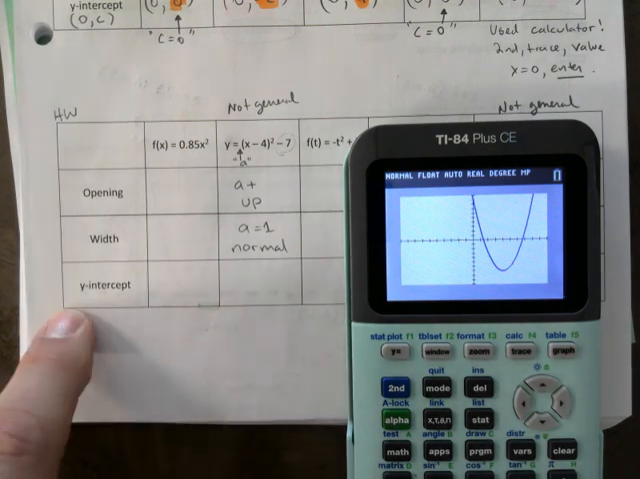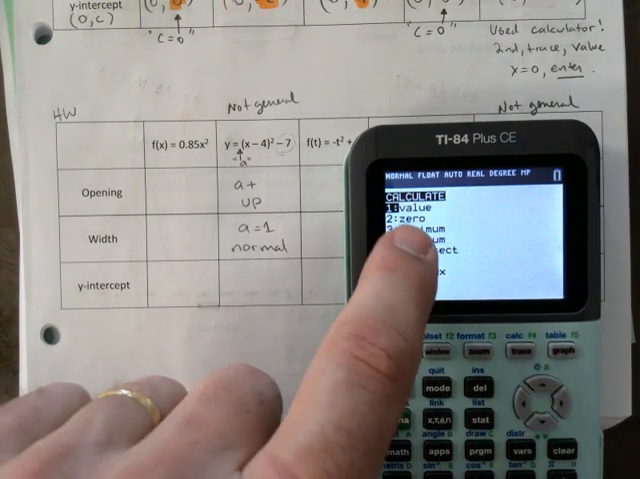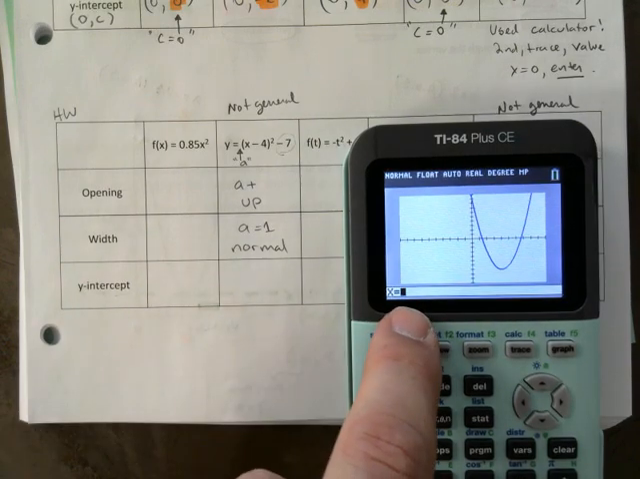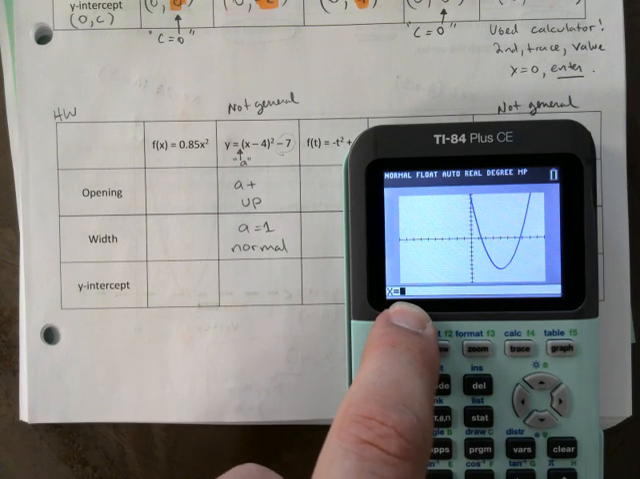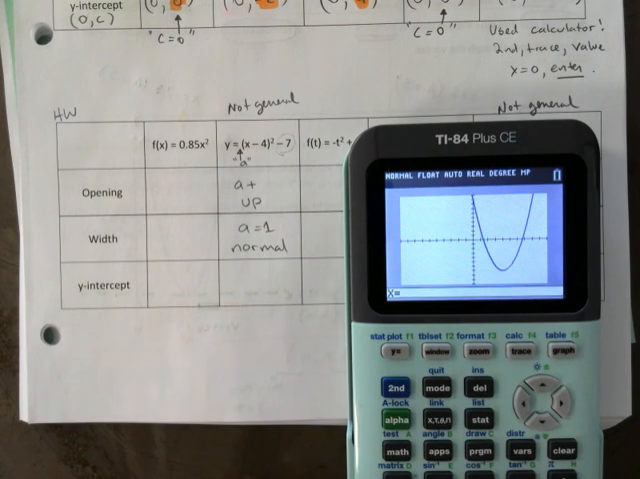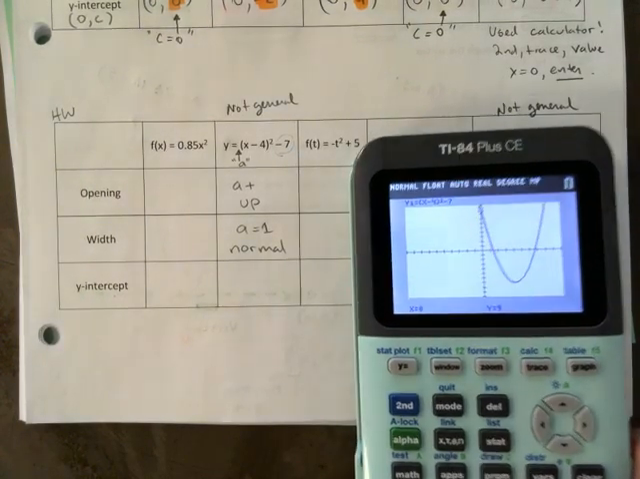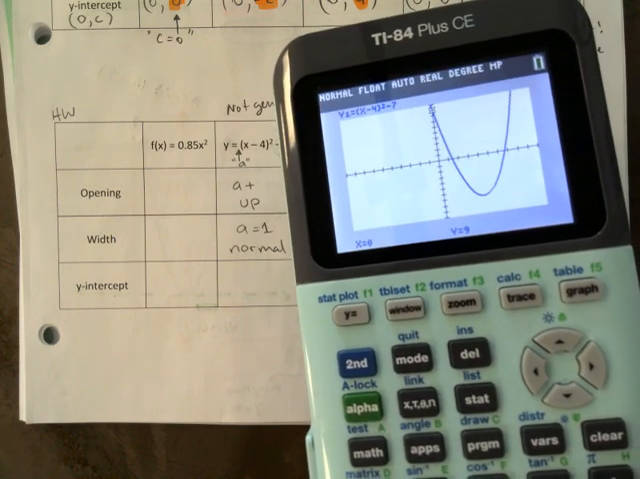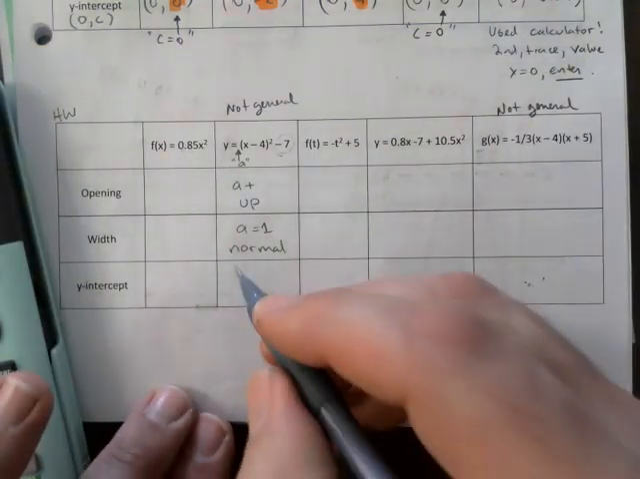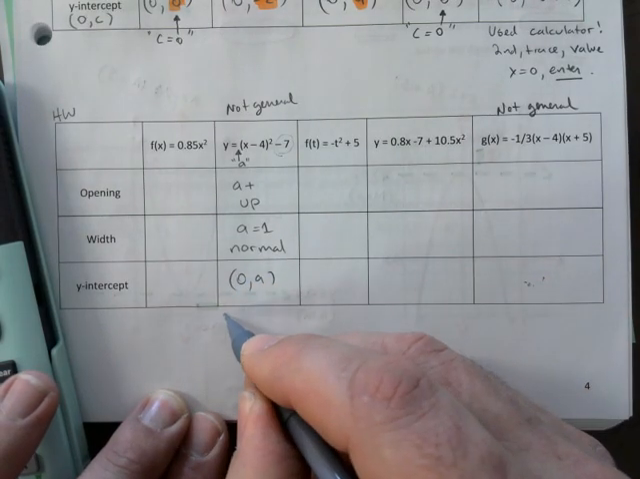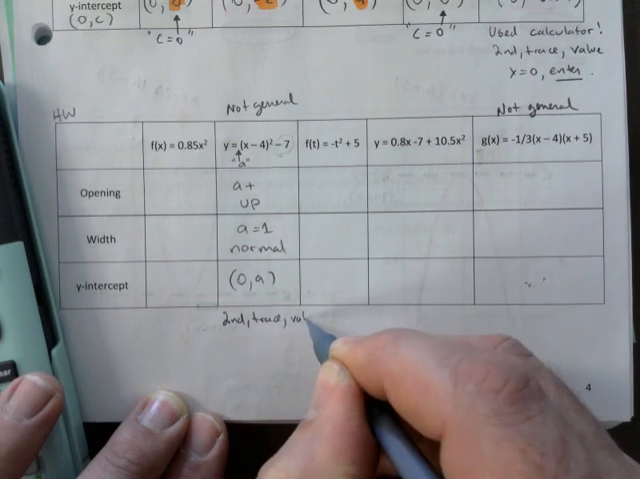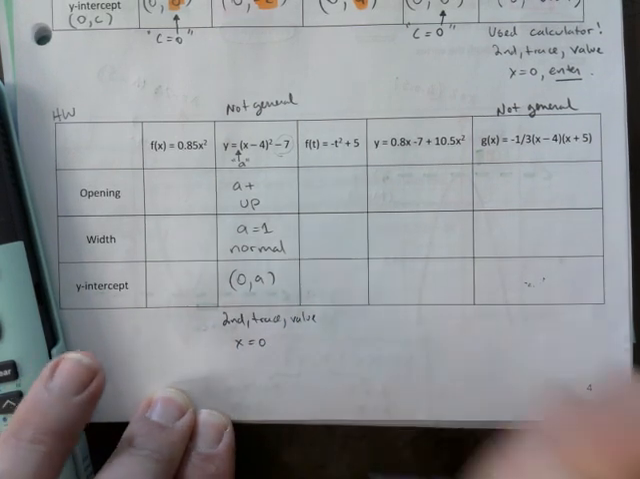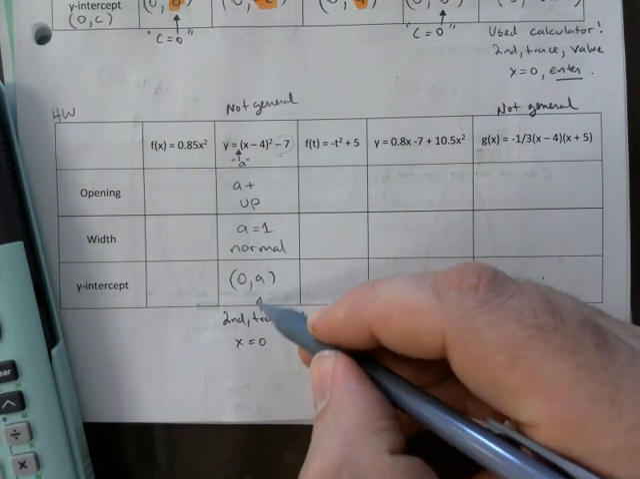Okay, so to find the y-intercept, it's second trace value. Basically, it's asking you, hey, give me an x value, and I will spit the y value back to you. So when it's a y-intercept, we know that x is equal to 0. We hit enter, and watch, you see that it's 9, right? 0, 9. So I'm going to say that it's 0, 9, and I went second trace value, x is equal to 0. That's what I did to come up with the coordinate of the y-intercept.